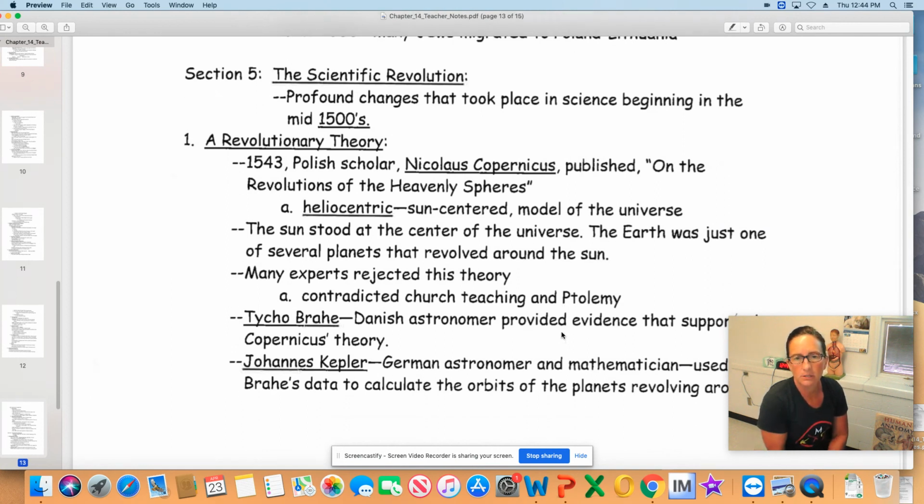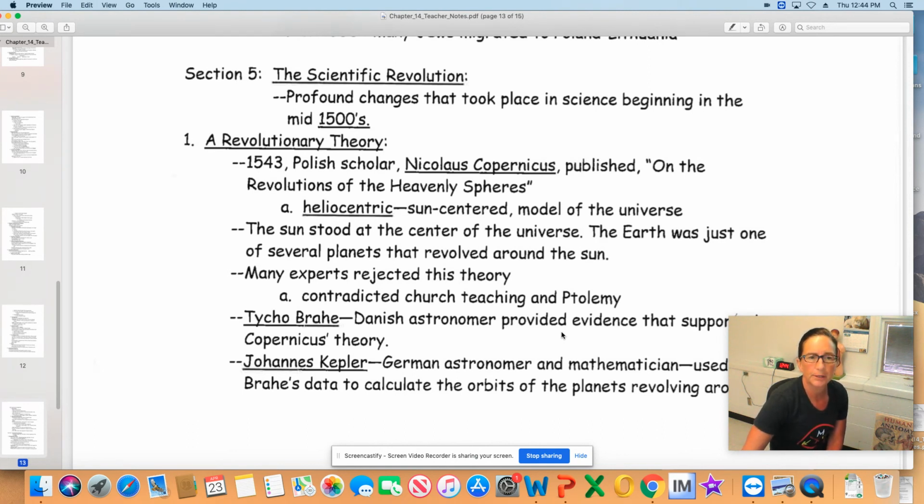Section 5 is just on science and science contradicting the church. Scientific revolution, also in the 1500s. So you have the Renaissance that's going to start in the 1300s to the 1500s. You're going to have the Reformation that's going to start in the early 1500s to the end of the 1500s, and then the scientific revolution, which is going to start in the 1500s.